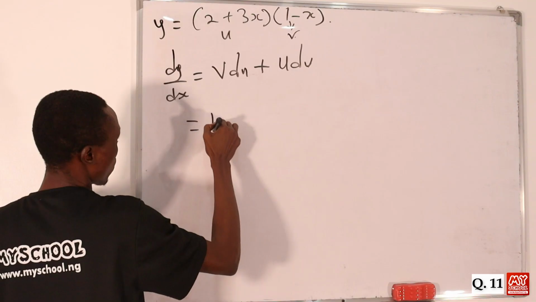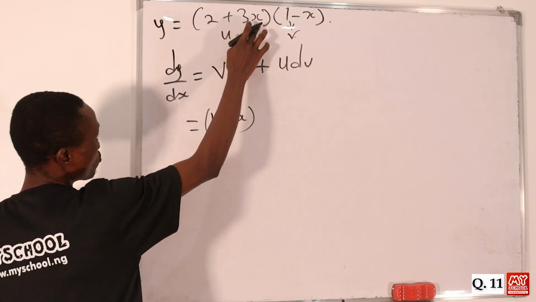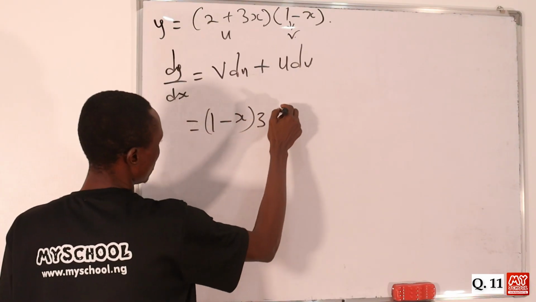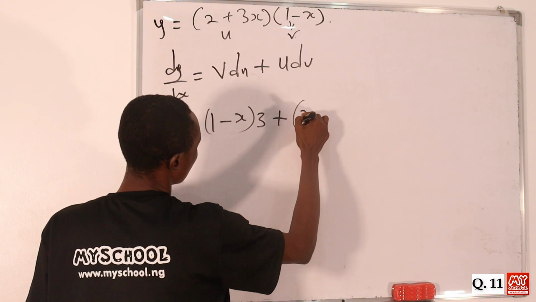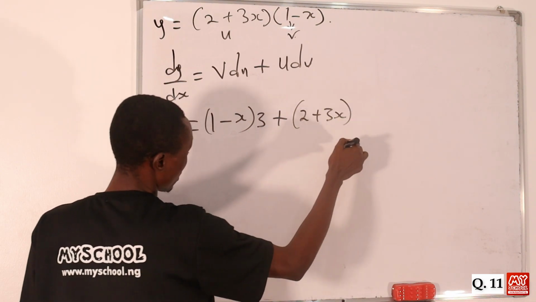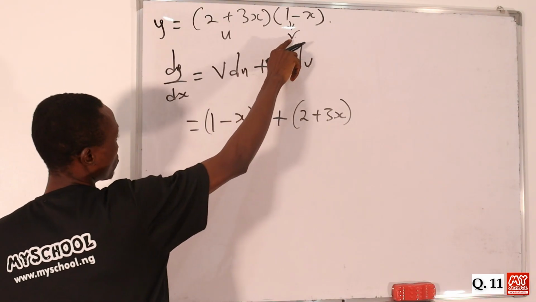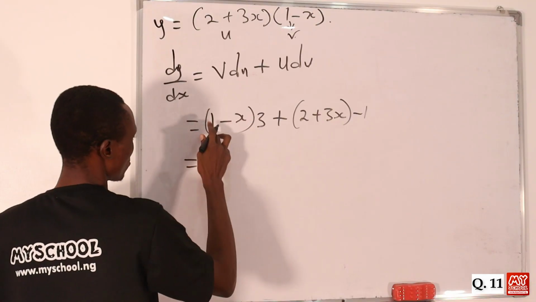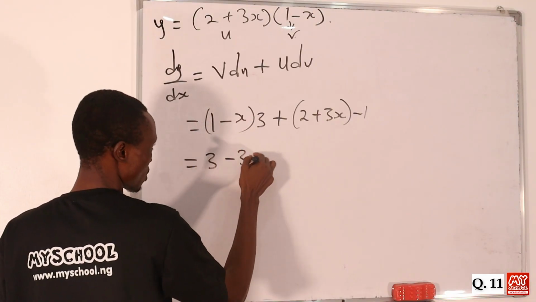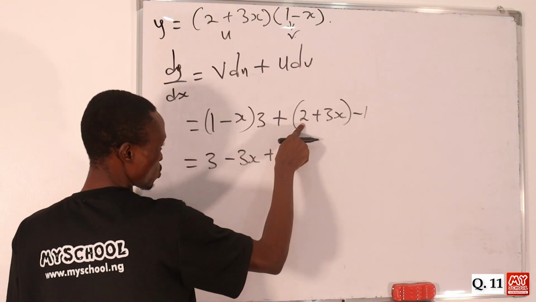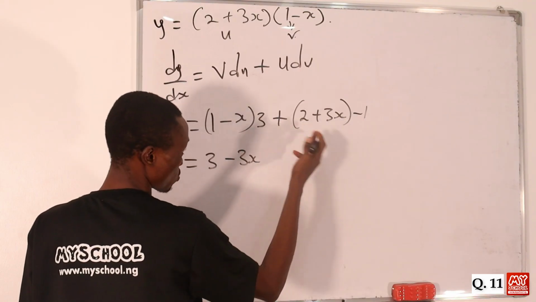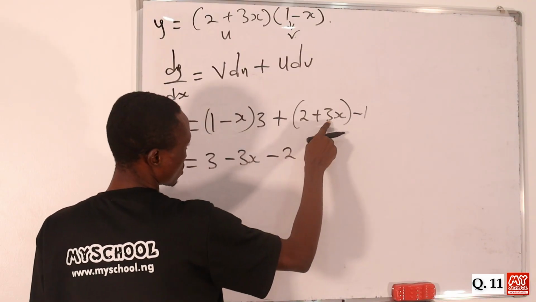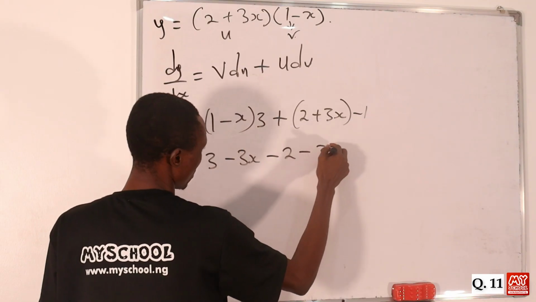Here we'll have (1 minus x). Then if we differentiate 2 plus 3x, we get 3. So here will be 3, then plus (2 plus 3x). Then if we differentiate u with respect to x, of course, that will give us minus 1. So let's open up this bracket. Here we'll have 3 minus 3x plus minus 1 times 2, which will give us minus 2. Then minus 1 times plus 3x will give us minus 3x.